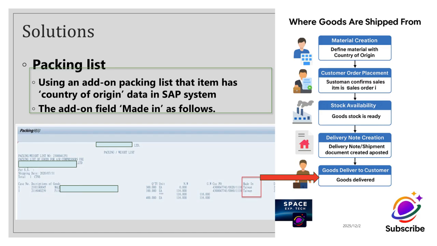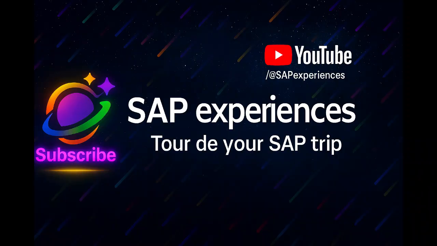Finally, you can use an add-on packing list which has country of origin data. As you can see in the sample packing list, the order items' country of origin data is shown in the packing list.